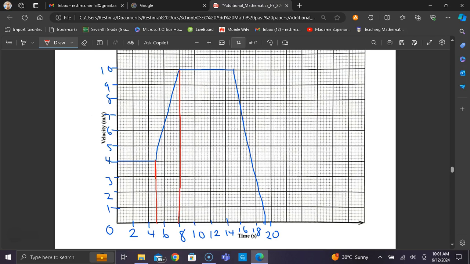So let's get the length of the parallel sides. The first parallel side will be 4. That's the first red line there. The second red line is the next parallel side, which has length 10. And the width of the trapezium, or the height, if you imagine the trapezium rotated, will be 3. Because remember, this was at 5 seconds here, and this is at 8 seconds. So that's a difference of 3 seconds.